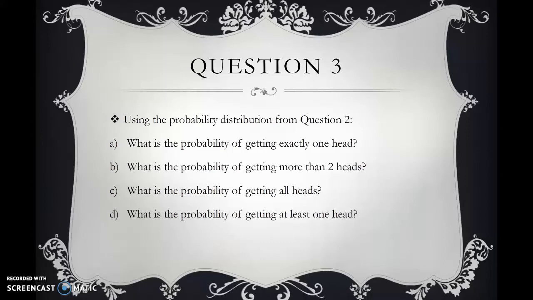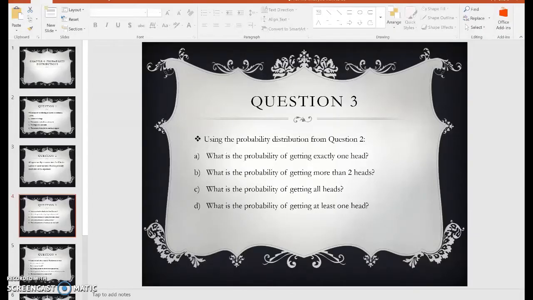Okay, you guys, let's go ahead and continue on. I know I said in the previous video that we were gonna go over question number 4, but let's do question number 3 since we already have the probability distribution. So if you remember from the previous, where is it?